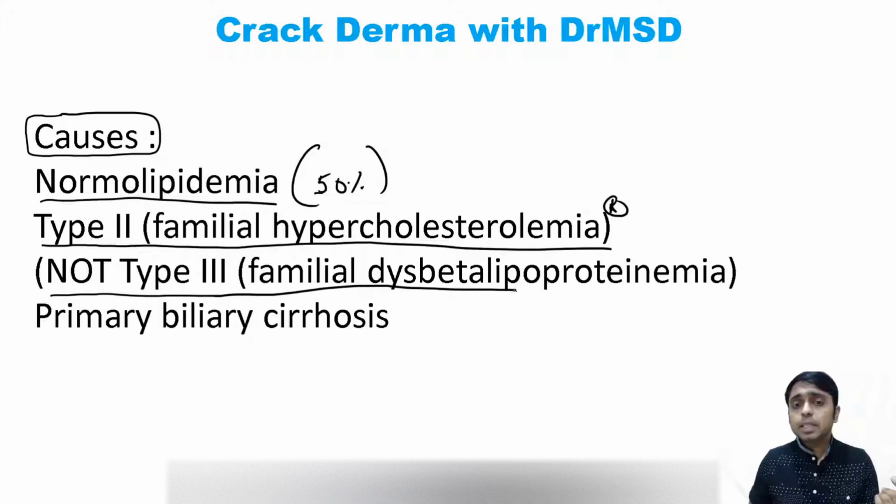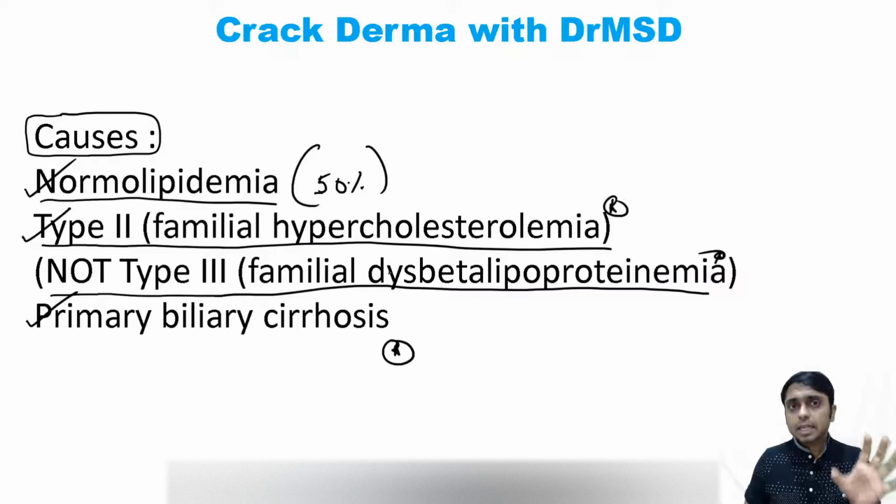that is familial dysbetalipoproteinemia. It is not associated with type 3 hyperlipidemia. It was also observed that not only normolipidemia and type 2 hyperlipidemia, even primary biliary cirrhosis was also associated with this Xanthelasma palpebrum. So we need to also monitor the patient in case in future the patient is going to develop any such lipid abnormalities.